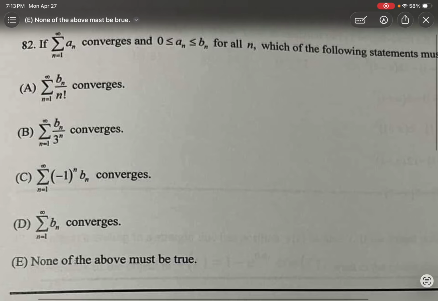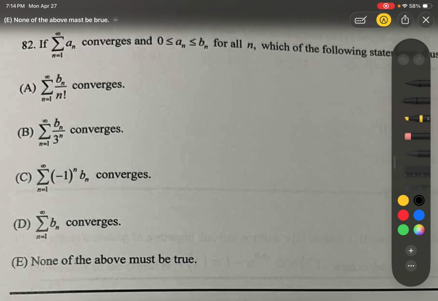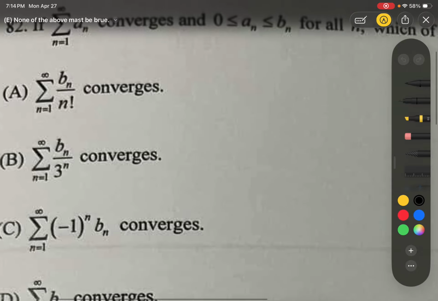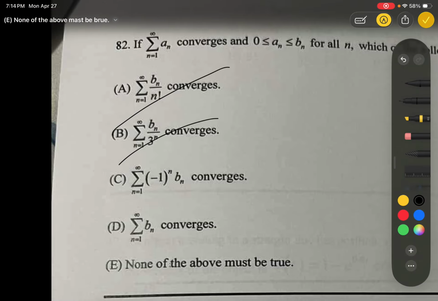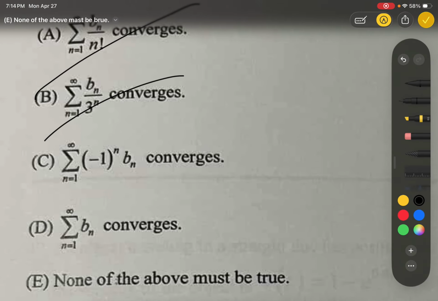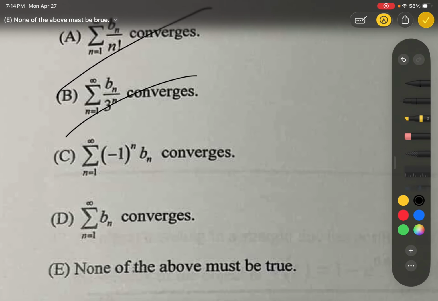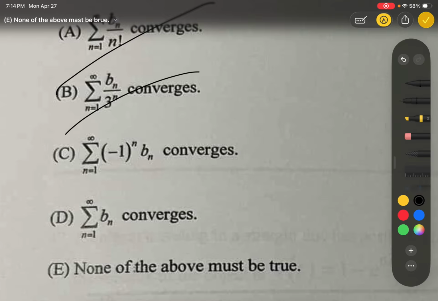Number 82. If this series converges and 0 is less than or equal to a of n is less than or equal to b of n for all n, which of the following statements must be true? B of n over n factorial converges. We don't really know anything about this factorial function. Cross off. Same thing with this 3 to the n. Cross off. Alternating series. That's going to be... We don't know anything about that either.